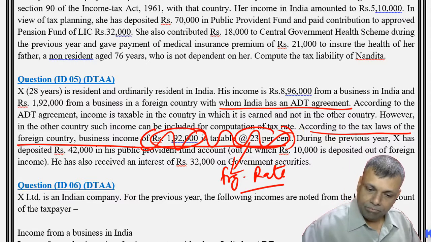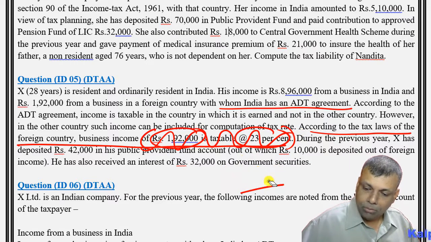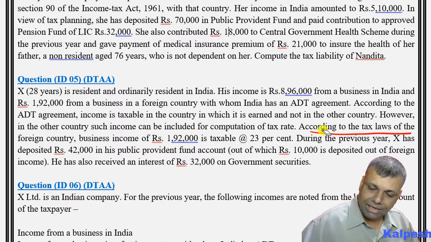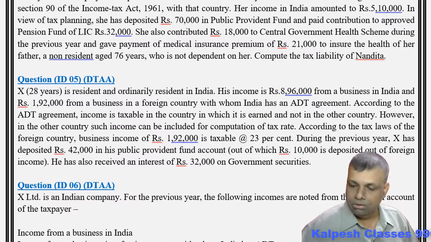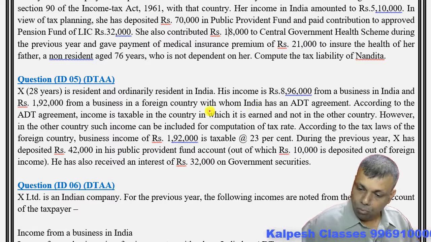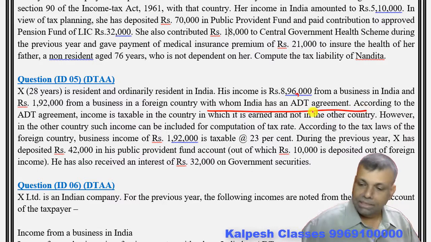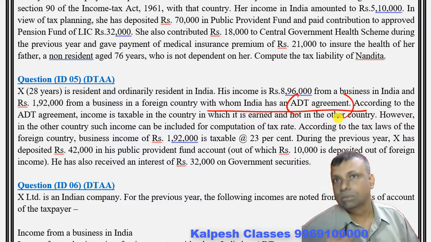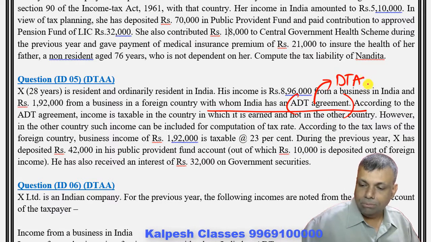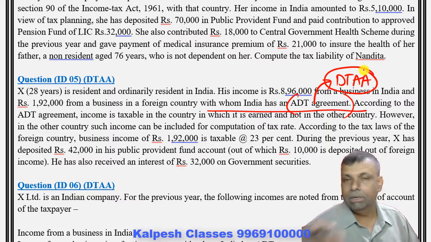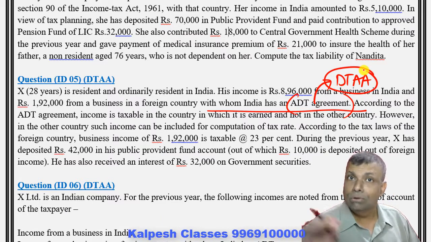So that is one of the main points. Otherwise, computation-wise these questions are not that difficult, but once you have made this mistake, then you are out, you are clean bowled. So once India and that country have the ADT agreement, what are we supposed to do? In that case, we have to follow the agreement. Whatever the provisions of the DTAA between India and that country are, we have to follow those provisions.